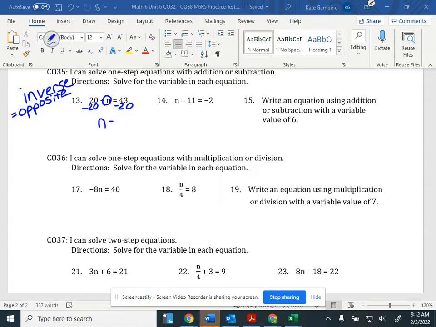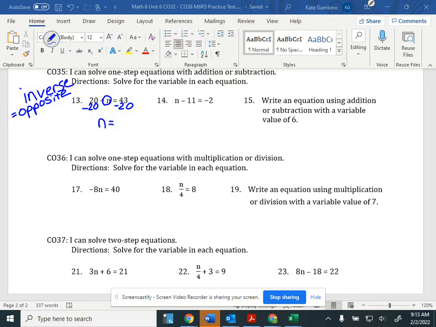So now we have our n alone. We have to do our math on the other side because whatever you do to one side, you have to do to the other. Just like with fractions, whatever you multiply the denominator by, you have to multiply the numerator by. Same thing with algebra. Whatever you do to one side of the equal sign, you have to do to the other side of the equal sign.